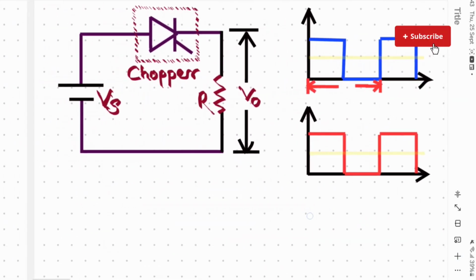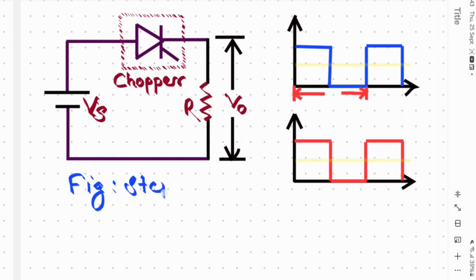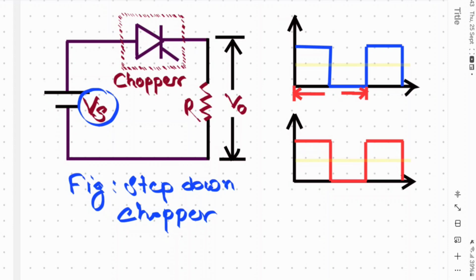Okay, this is the circuit diagram, the figure of the step down chopper. So here there is one voltage source, then one chopper, which is the thyristor, and one resistive load. A resistance is connected as the load. The thyristor in the circuit acts as a switch.